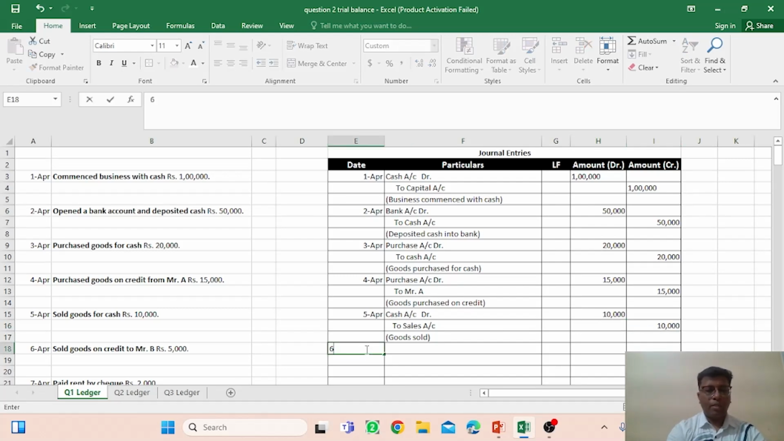On 6th April, another transaction is sold goods on credit to Mr. B. Then Mr. B would be debited in this case, to sales account, and the narration is goods sold on credit. And the amount of this transaction is rupees 5,000.